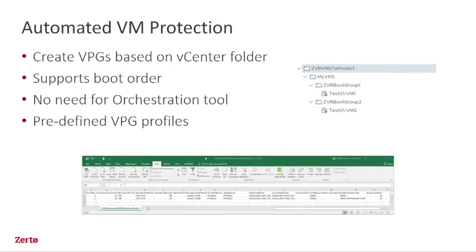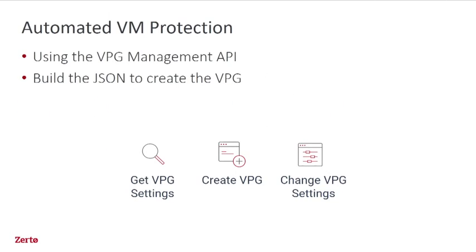Now, we're going to use our VPG management API to actually create those VPGs. Now, the VPG management API is something where I can pull the settings from the API. I can create VMs. I can change VPG settings. So that's the more advanced version of our VPG API. It's the VPG management API. And what we're going to do in the script is basically build the JSON code to send to the API to be able to create those VPGs.